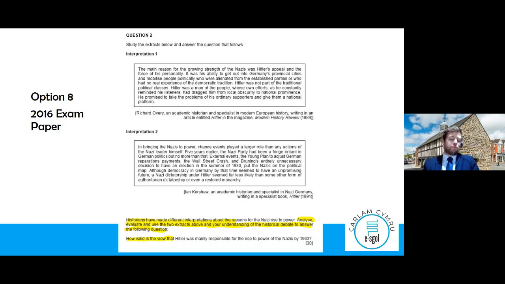So you can see, can't you, right, that no matter what the option, no matter what year the exam paper came from, my crystal ball is absolutely right. The question will always be phrased the same. It'll just be on a different concept or topic.